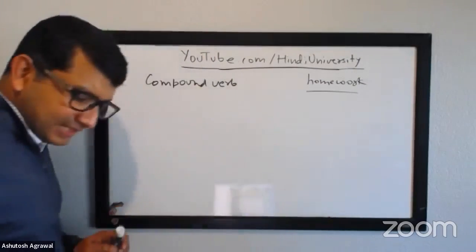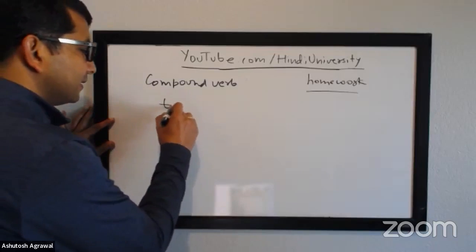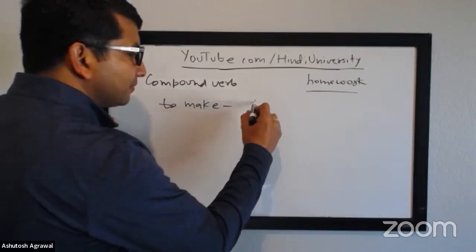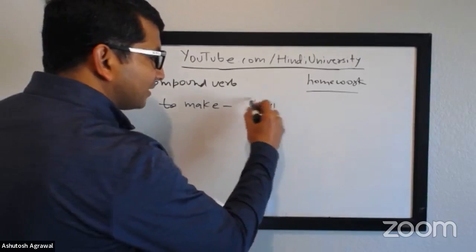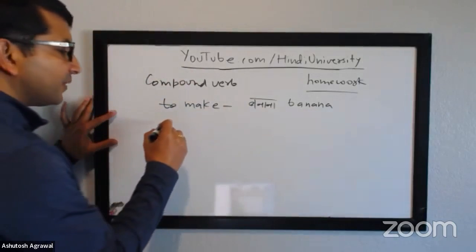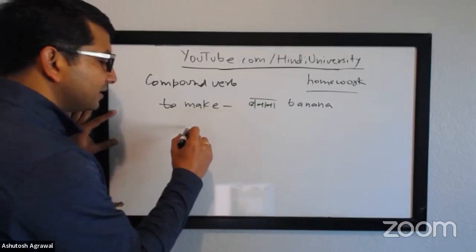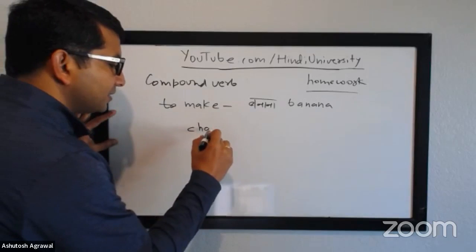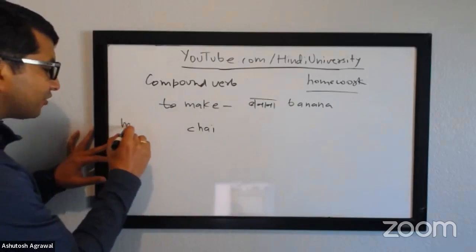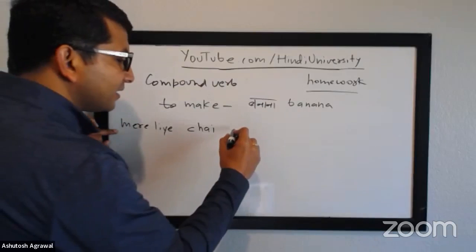Yeah. So let's see. Jackie ji will take this example. To make is banana. Okay. If I ask you to prepare food or make chai or coffee, it would be: Mujhe chai banao. Okay. So instead of mujhe, I'm going to say mere liye. Mere liye chai.